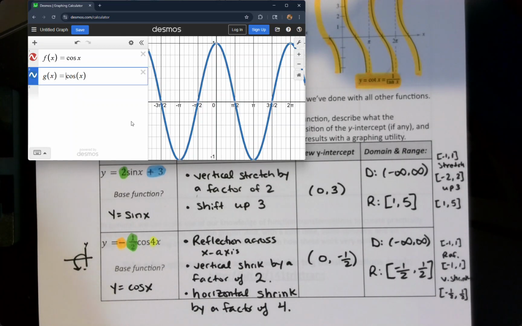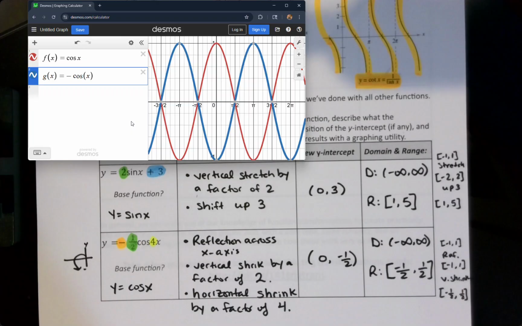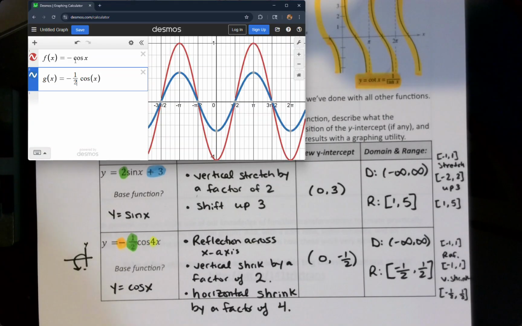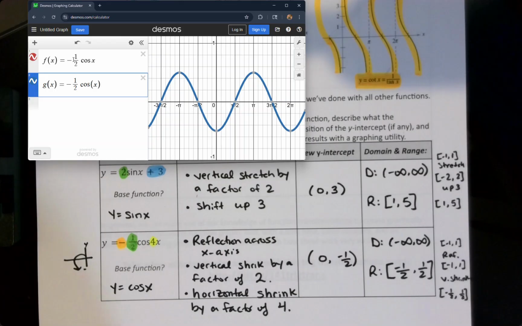Let's take care of our reflection. So our reflection, we're going to multiply by a negative. There we go, a negative. So definitely reflected. So that negative does do the reflect effect. And then we're going to do the 1/2. And the 1/2 we said was going to be a vertical shrink. So the blue graph is vertically shrunk by a factor of a half. Perfect. And then from there, we're going to horizontally shrink this by a factor of 4.